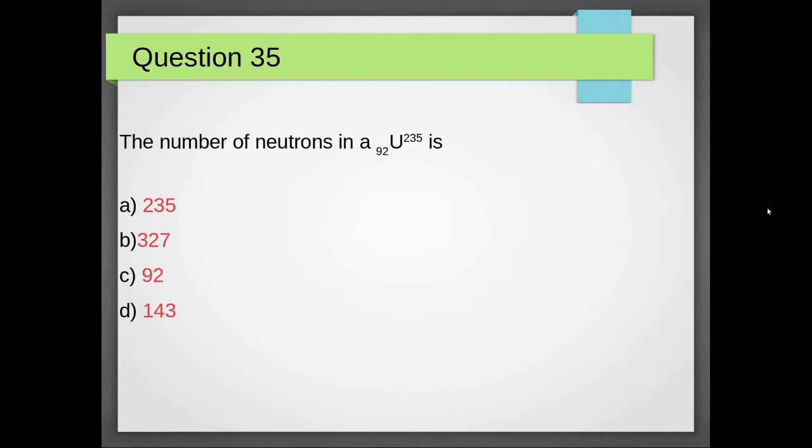Question 35. The number of neutrons in uranium-92-235 is. So the atomic number here is 92. Atomic numbers are always written at the bottom left hand corner of an element's symbol. Here the element symbol is U, which stands for uranium, and the top right hand corner gives the mass number.